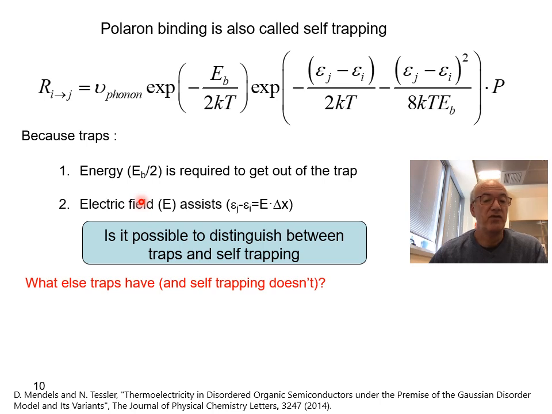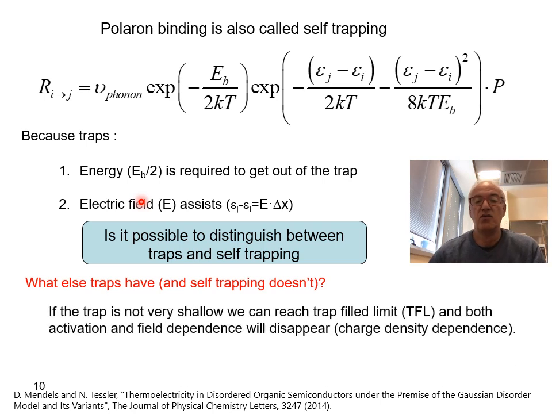And we can go back to the first issue of defining traps, how we distinguish between different types of traps. And really, we have seen that if the traps are not too deep, or if you like, the disorder is not too high, then if we raise the charge density enough, we should expect to see the field dependence and the activation energy disappear, because we'll reach the trap field limit.